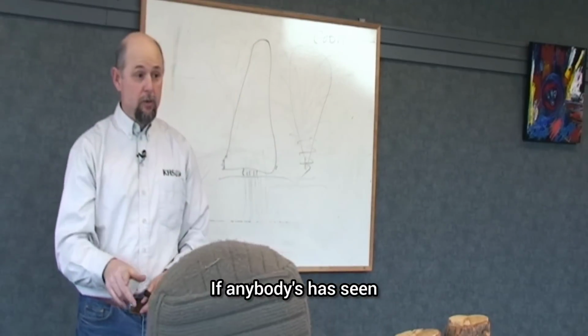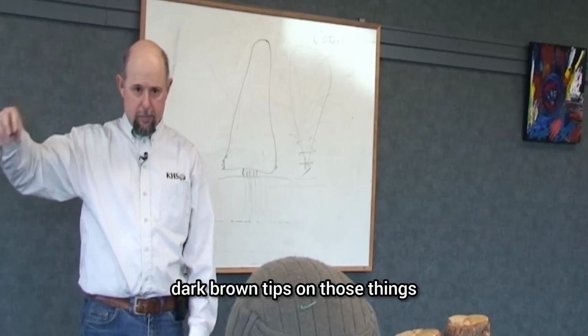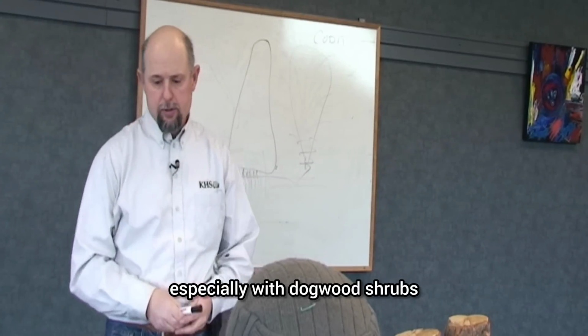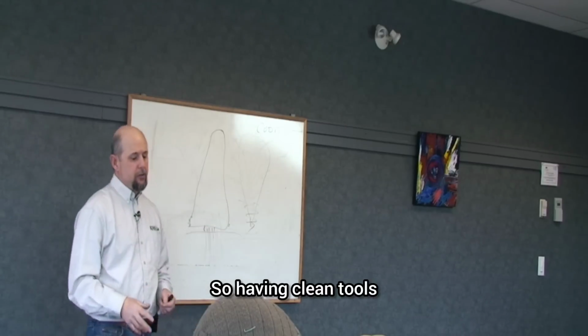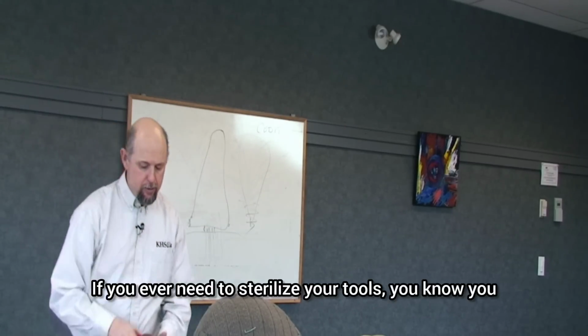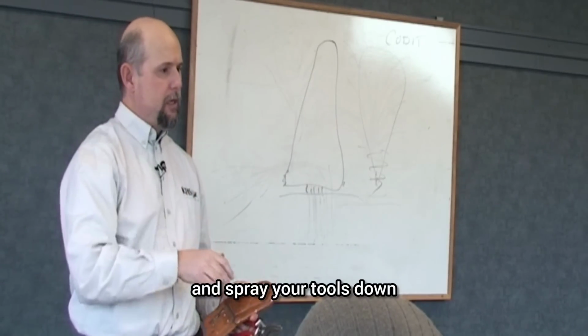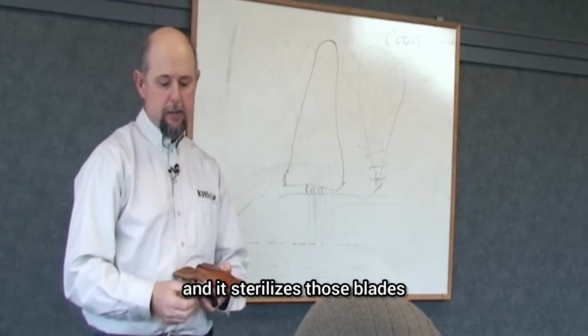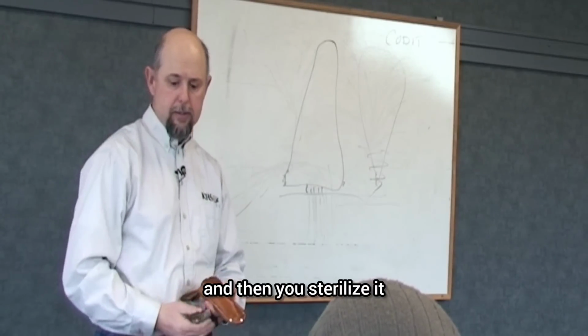If anybody's seen where people have gone with hedge trimmers and you see the dead tips, dark brown tips on those things, especially with dogwood shrubs, from the hedge trimmer. So having clean tools. If you ever need to sterilize your tools, you use rubbing alcohol, and you just put it in a spray bottle and spray your tools down, and it sterilizes those blades. You have to have it clean, like relatively clean, a little bit of water, and then you sterilize it.